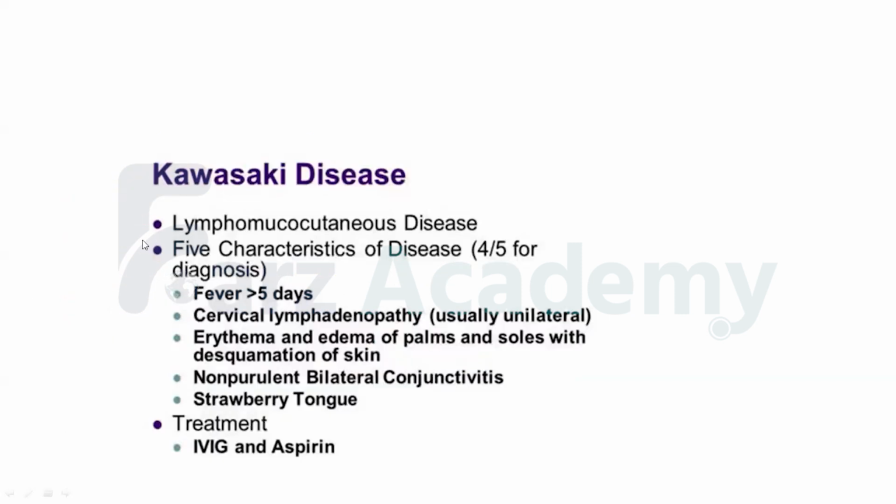So in brief, Kawasaki's disease is a lymphomucocutaneous disease. There are 5 characteristics of the disease, 4 out of 5 for diagnosis: fever, cervical lymphadenopathy, usually unilateral, erythema and edema of palms and soles with desquamation of the skin, non-purulent bilateral conjunctivitis, and strawberry tongue. Treatment is IV immunoglobulin and aspirin. So this is in brief. At least 4 out of 5 should be present.